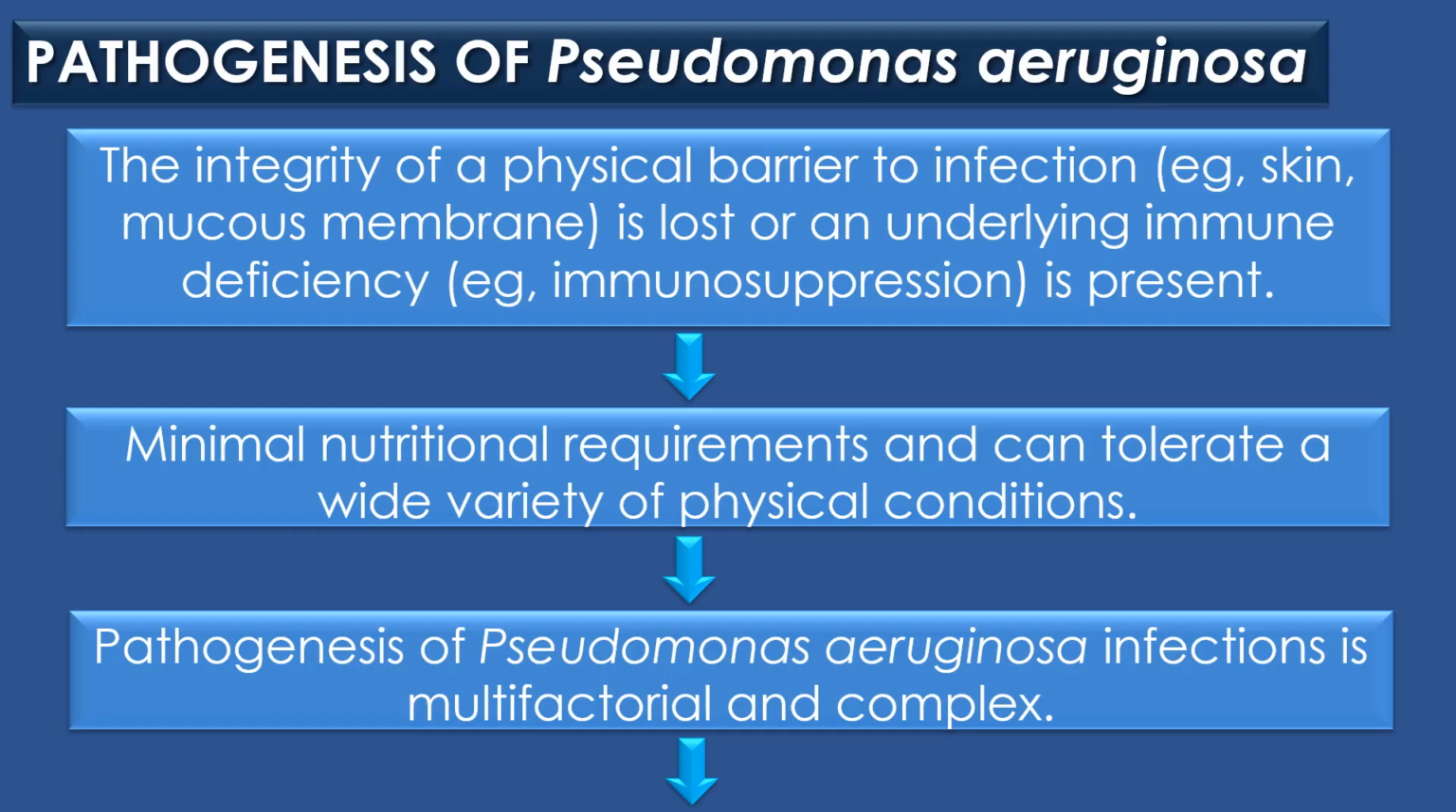Pathogenesis of Pseudomonas aeruginosa. Pseudomonas aeruginosa is an opportunistic pathogen. It rarely causes disease in healthy persons. In most cases of infection, the integrity of the physical barrier to infections like skin or mucous membrane is lost or an underlying immune deficiency is present. Pseudomonas aeruginosa has minimal nutritional requirements and can tolerate a wide variety of physical conditions. The pathogenesis of Pseudomonas aeruginosa infection is multifactorial and complex.